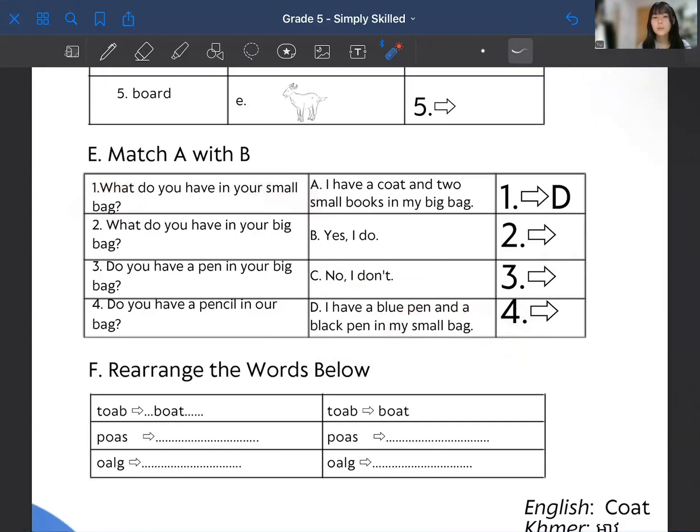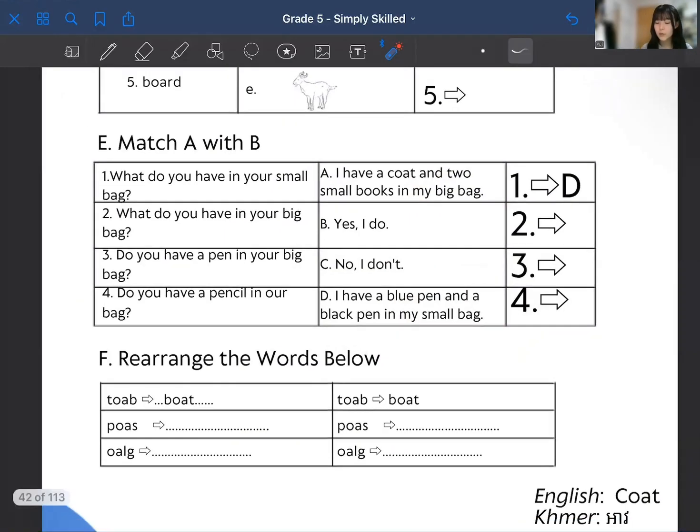And be careful not to mix up, especially with the answers for A and B, because they both answer it similarly, but it says big bag here and a small bag here. So just be careful when you read the questions and the answers to not get them mixed up.